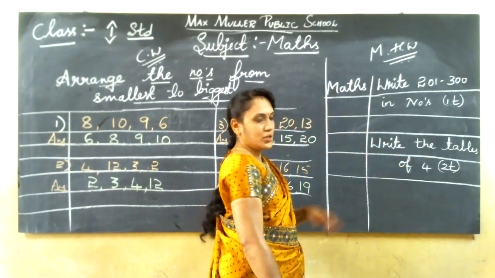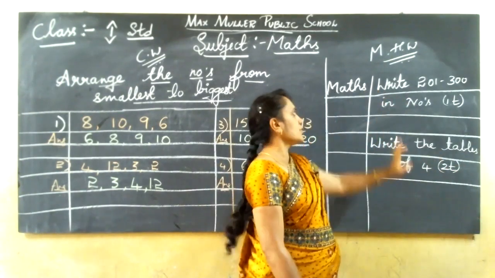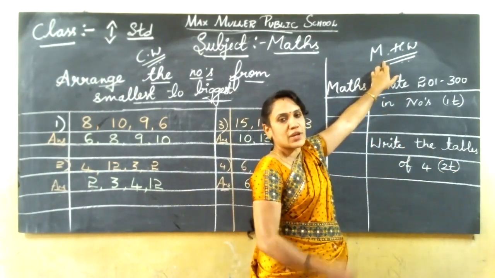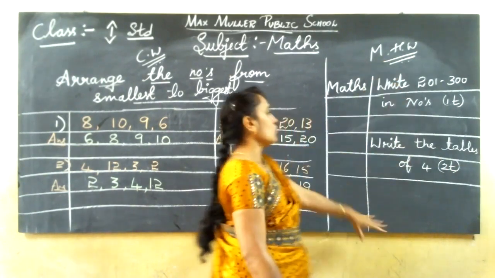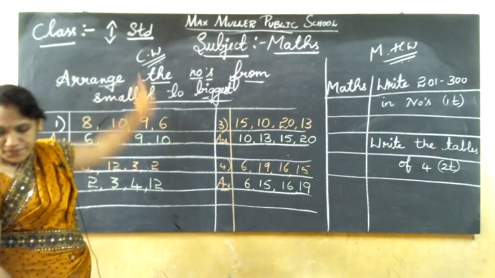2 and 3 finished now. Today you write tables, 4 tables and numbers. Which book will you write this in? Homework book. You have kept a separate homework book now. Write in homework. This one you write in the classwork. Don't get confusion. Okay.